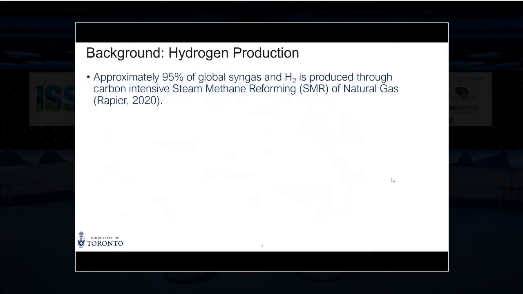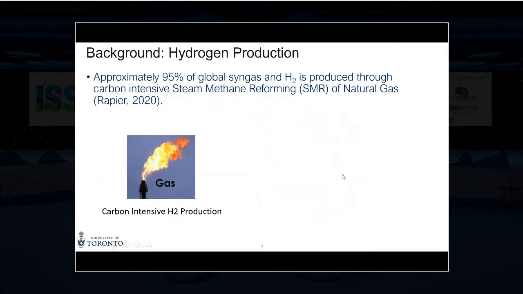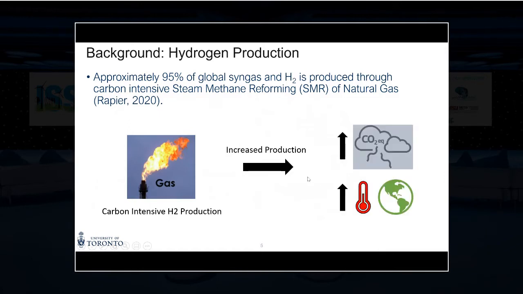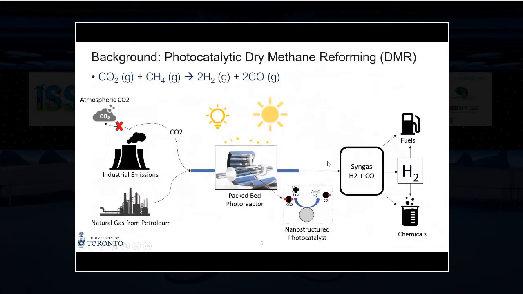So approximately 95% of global syngas and hydrogen is produced through carbon-intensive steam methane reforming of natural gas. And this poses an issue because if carbon-intensive hydrogen production is scaled up to meet the growing demand of the industry, this will lead to increased CO2 equivalent emissions and GHG emissions, and an increased negative impact on global warming and climate change initiatives.